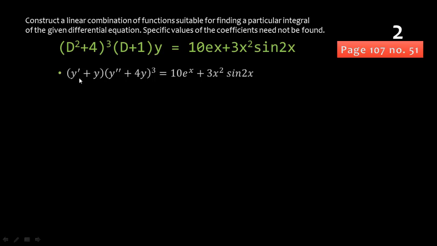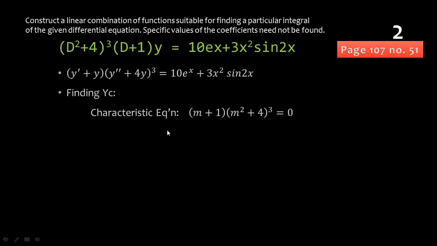So we now have (y' + y) times (y'' + 4y)³ equal to 10e^x + 3x² sin 2x. For finding yc, we have our characteristic equation, which is (m + 1)(m² + 4)³ = 0. So this is a homogeneous equation. We now have the roots. One of the roots is m = -1, and the other 6 roots, because this is a 7th order differential equation, are ±2i, which is repeated 3 times, so that constitutes the 7 roots.